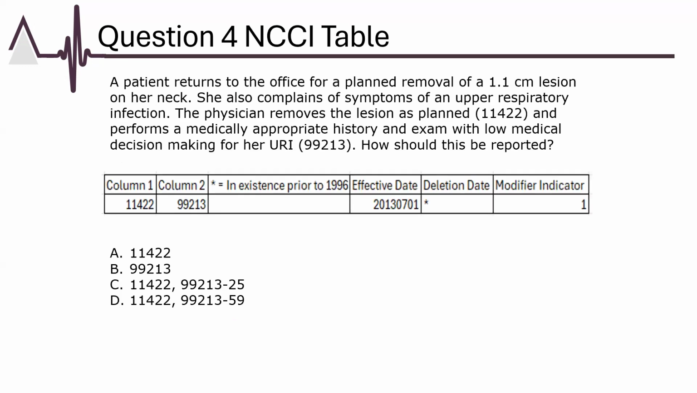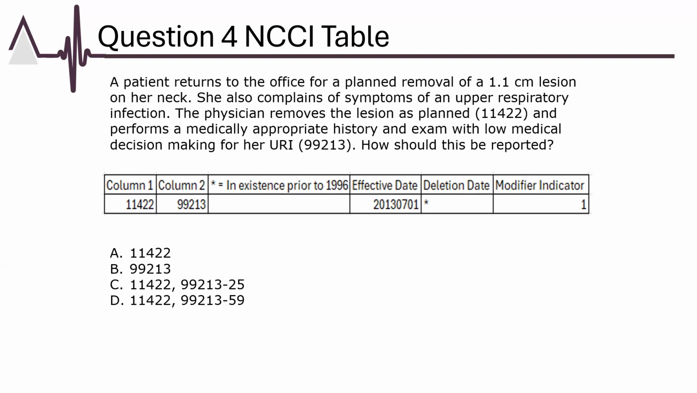Let's explore one more NCCI table example. A patient returns to the office for a planned removal of a 1.1 centimeter lesion on her neck. She also complains of symptoms of an upper respiratory infection. The physician removes the lesion as planned, 11422, and performs a medically appropriate history and exam with low decision-making for her URI, 99213. How should this be reported?